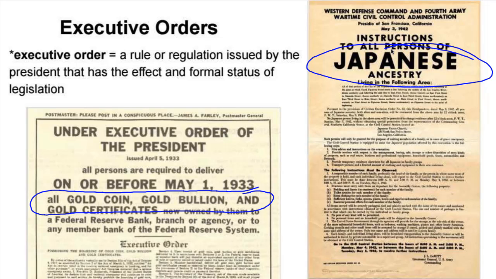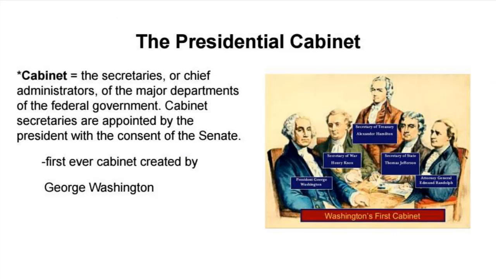The presidential cabinet was created by George Washington mainly just because he thought it was a good idea to have a group of people advising him, because he knew the powers of the presidency were entirely too complex, entirely too intimidating for him to handle single-handedly, all on his own. So his first ever cabinet was Secretary of War Henry Knox, Secretary of the Treasury Alexander Hamilton, Secretary of State Thomas Jefferson, and Attorney General Edmund Randolph.